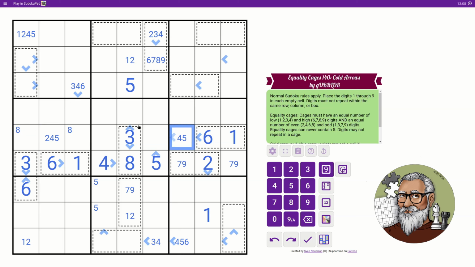Can this still be 5? Yeah, of course it can be 5. This would be 2 or 4. Yeah, that's fine. Could it be 4? If it's 4, then this is 2. Seems to be okay. Right.